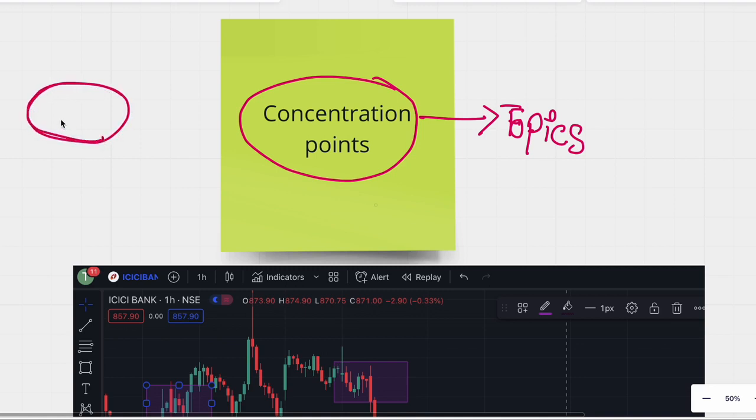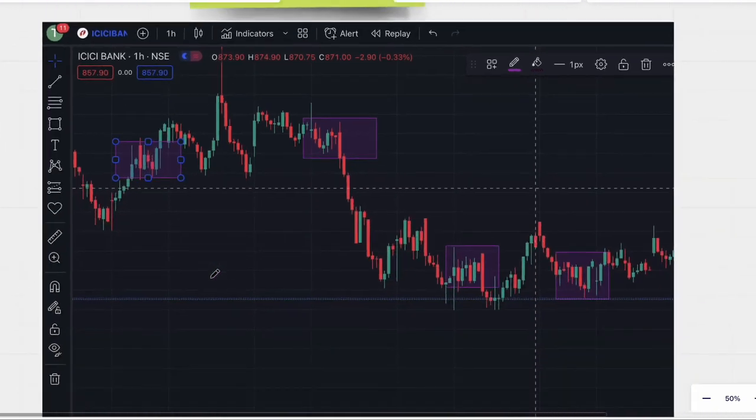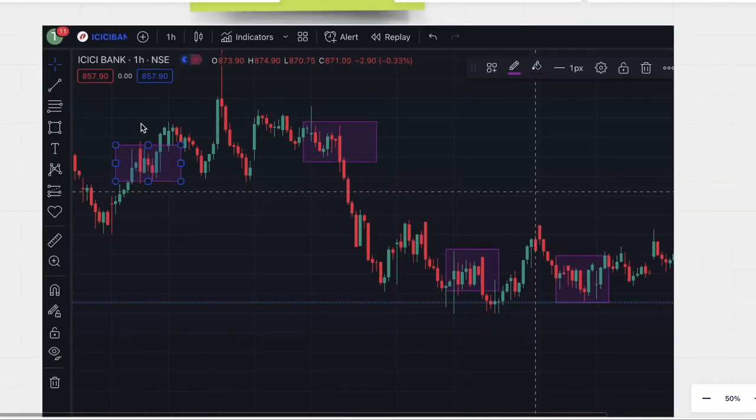What does it mean now? If you look at the chart that I have taken out for you, over here there is a fight between buyers and sellers. The buyers are trying to pull the price up, the sellers are trying to push the price down. Again, the buyers push the price up. Again, the sellers push the price down. And it continues. So this particular area, we are going to call concentration points.